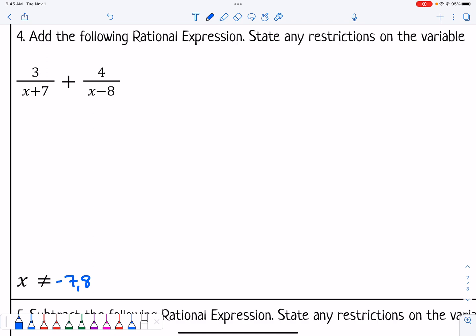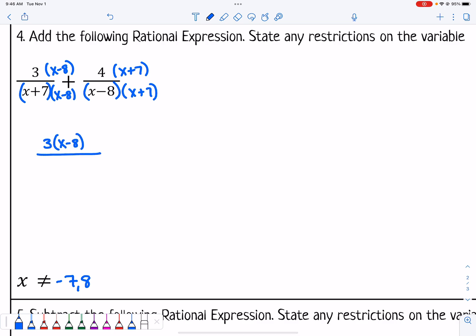So I notice that I can't make x plus 7 become x minus 8, and I can't make x minus 8 become x plus 7. But what I can do is multiply one side by what the other one looks like, and then they will match. So just make sure you multiply the numerator and the denominator by the same thing. So I get 3 times x minus 8 all over x plus 7 x minus 8, plus 4 times x plus 7 all over x minus 8 times x plus 7. Now that they have a least common denominator, I can clean up the numerator.